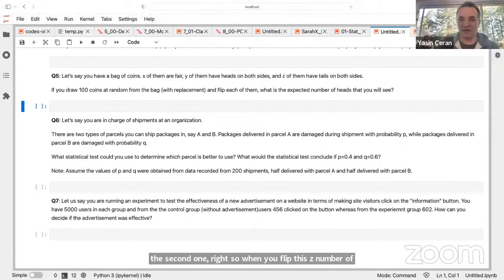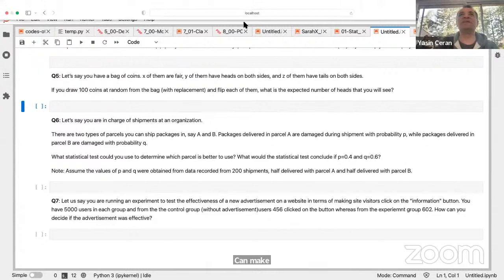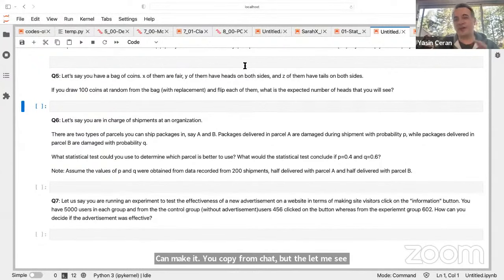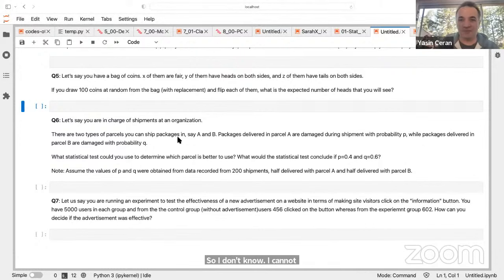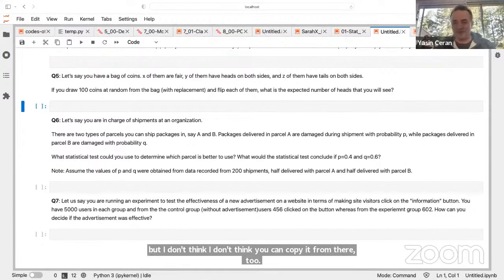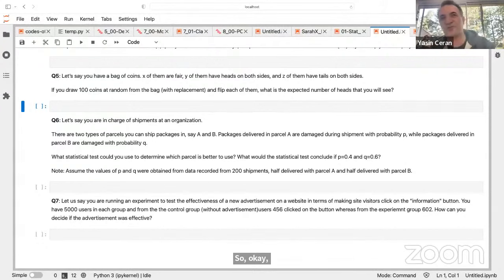Okay. You cannot copy from chat. I don't know how we can make it so you can copy from chat, but let me see if there is any way. I cannot control whether you can copy it from the chat or not. Let me post it at Q&A, but I don't think you can copy it from there too. So maybe you can simply take notes as you see the question.